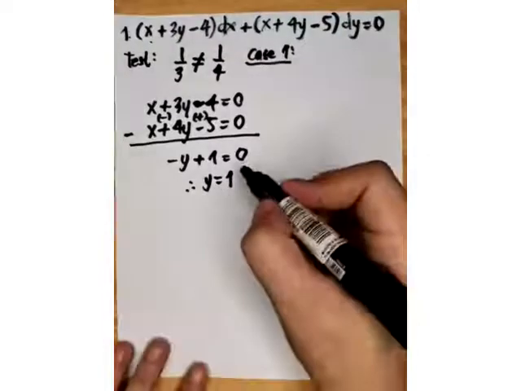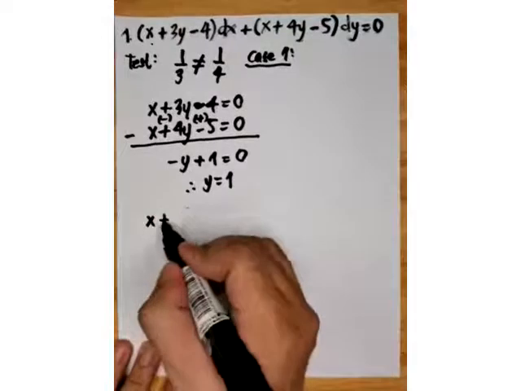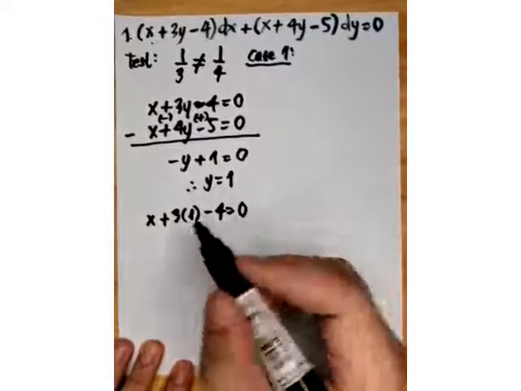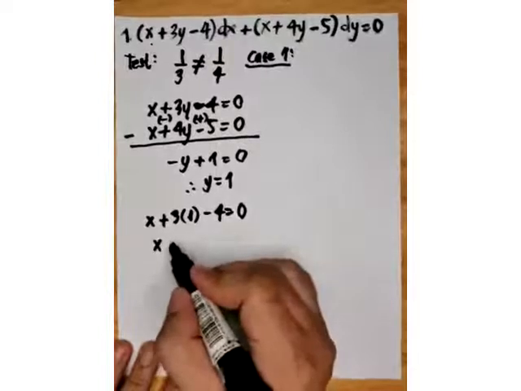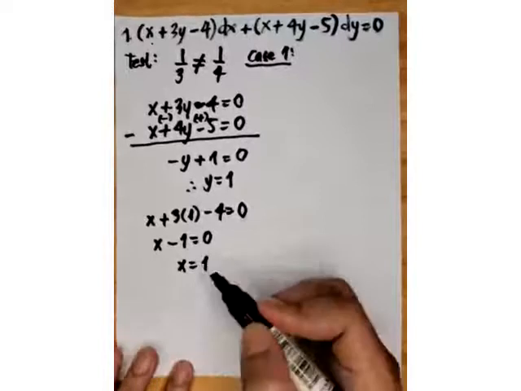Okay, so let's substitute y = 1 to the first equation. So we'll have x + 3(1) - 4 = 0. So this is x - 1 = 0. So x is equal to 1.